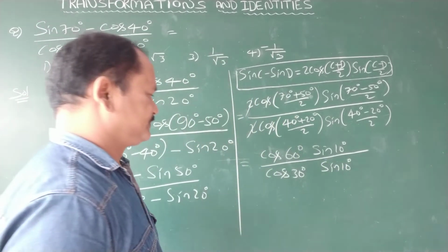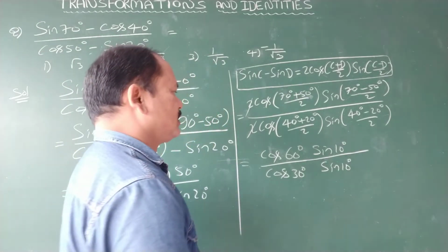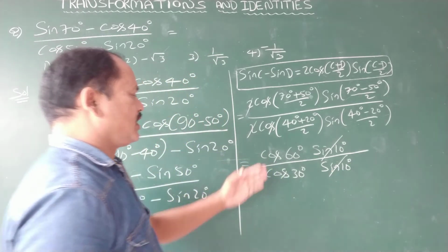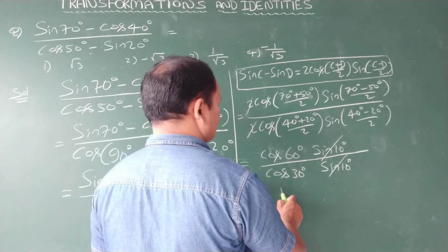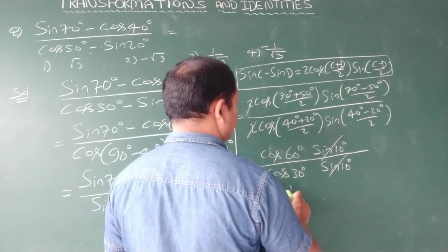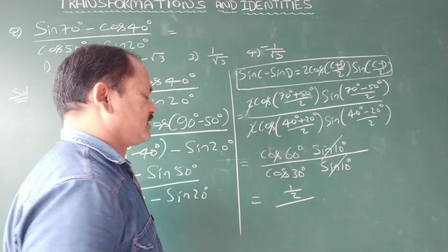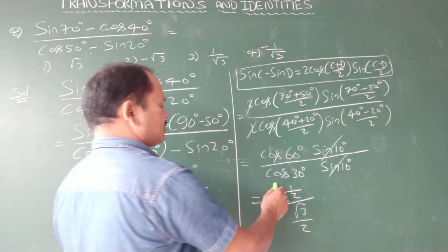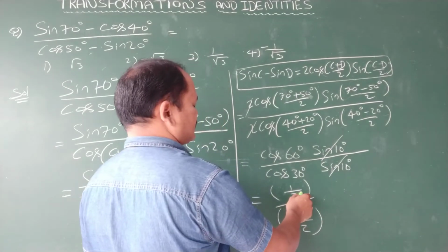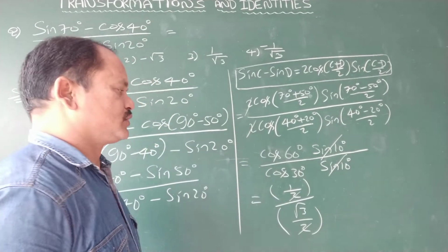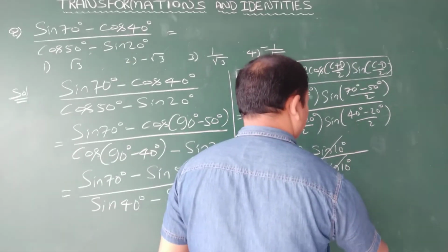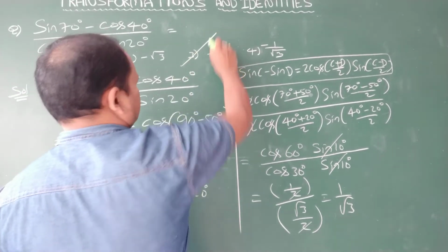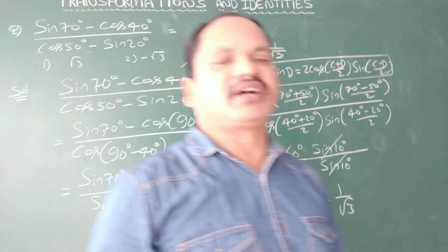Now sin 10 degrees cancelled. Now cos 60 is nothing but 1 by 2, and cos 30 is root 3 by 2. That's all. Here both the denominators get cancelled, then it is 1 by root 3. So 1 by root 3 is the answer. That is in the third option. So for this question, the third option is the right answer.